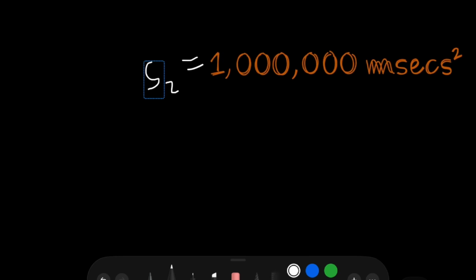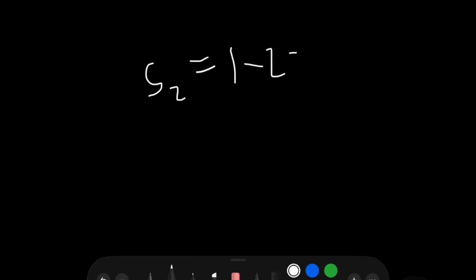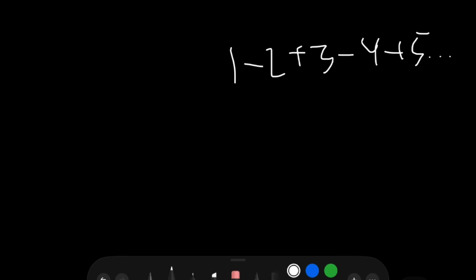Now let's go to another sequence. It's called S2. It's kind of similar to the original thing we're trying to solve, but it's 1 minus 2 plus 3 minus 4 plus 5, and it goes on and on and on. The even numbers you subtract and you add the odd numbers. Now, what if we add 0 to it? Because we're adding 0, nothing really changes.